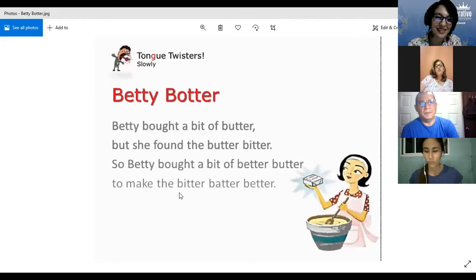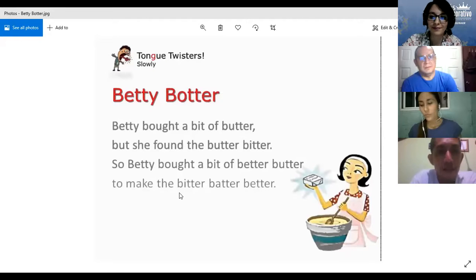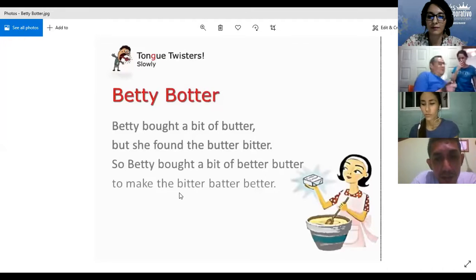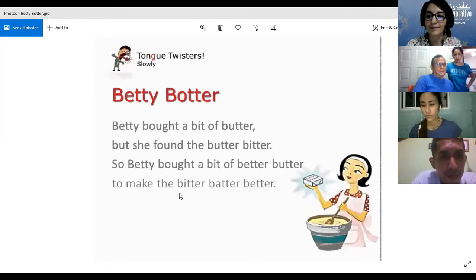Okay, let's see. Nelson, can you continue? Betty bought a bit of butter, but she found the butter bitter. So Betty bought a bit of better butter to make the bitter butter better. Okay, perfect. Now faster. One more time.